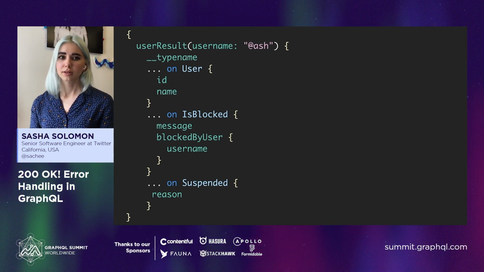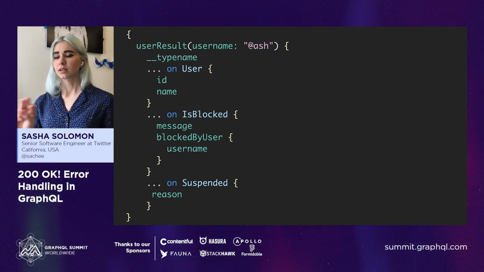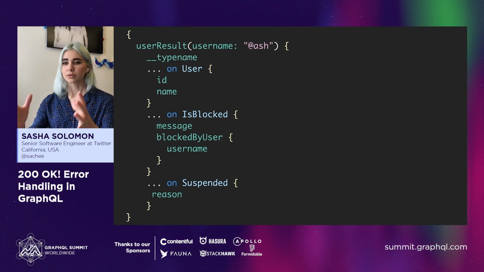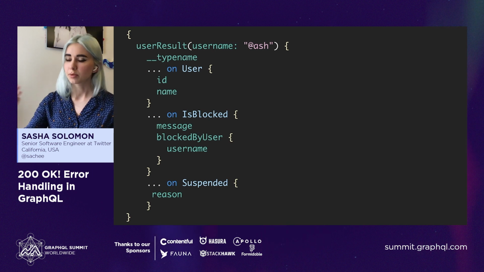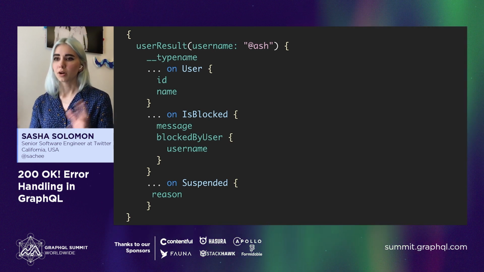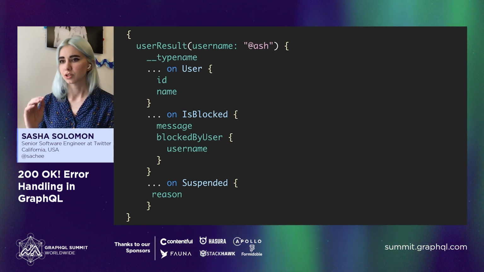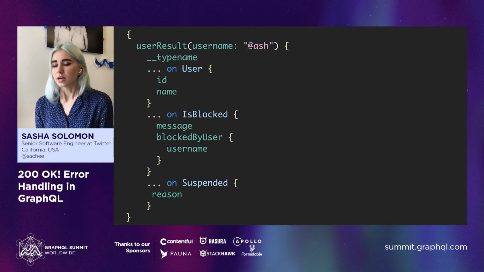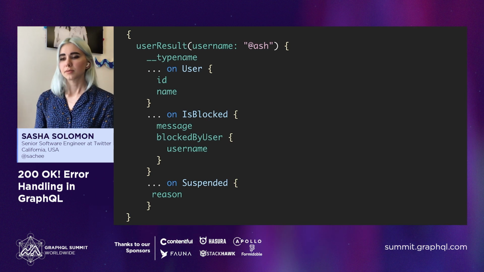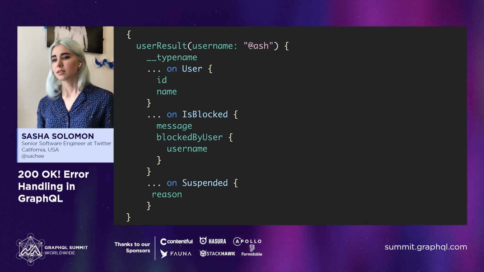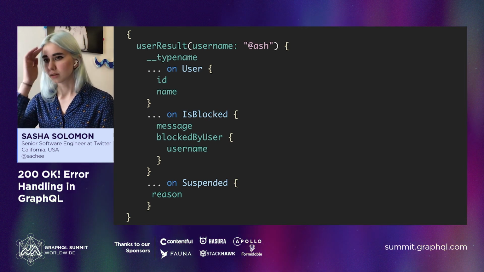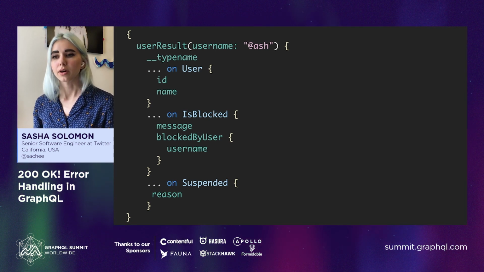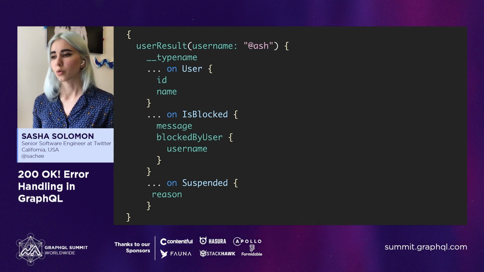If you use GraphQL a lot, you've seen this notation, but the ... we're just saying on a user. So if we have a user type, we're able to query for ID and name on a user. We're able to query for message and blocked user on is blocked type, and obviously able to query for reason on a suspended type. So that's kind of what that notation means if you haven't seen it. So that's pretty cool. In this case, we don't care about any other things that you could query on a user result, so we're not going to query for them.